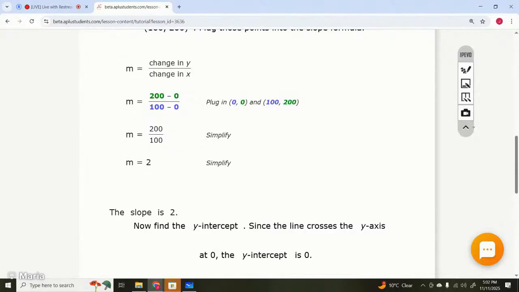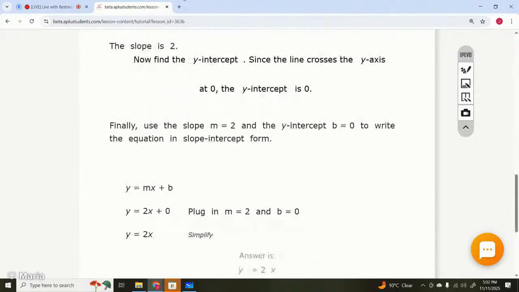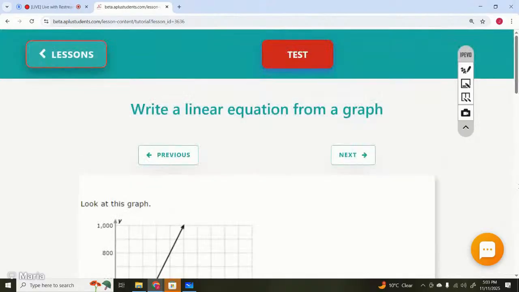The slope is 2, and the y-intercept is 0. So with m equal to 2, the equation is y equals 2x. Okay, let's just start with the test questions.